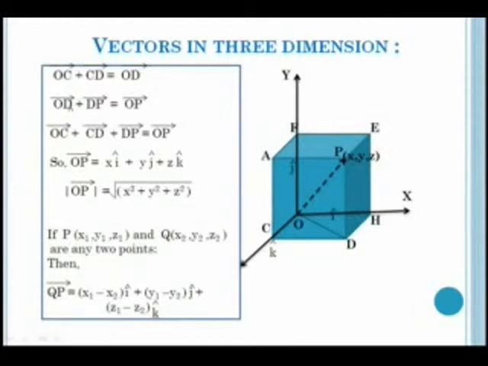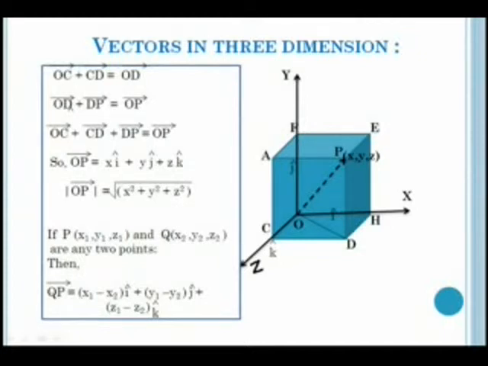Now let's try to study vectors in 3 dimensions. Let us say that this is the x-axis, this is the y-axis, and this is the z-axis. Now we have added another axis, which is the z-axis, for 3-dimensional study. Let us say that i cap represents a unit vector along the x-axis, j cap represents a unit vector along the y-axis, and k cap represents a unit vector along the z-axis.